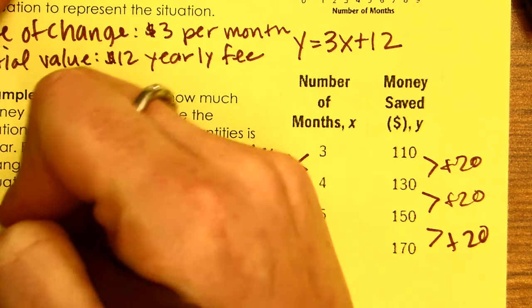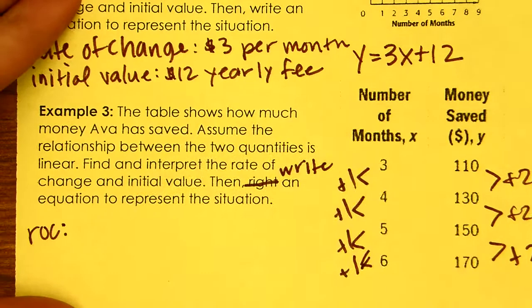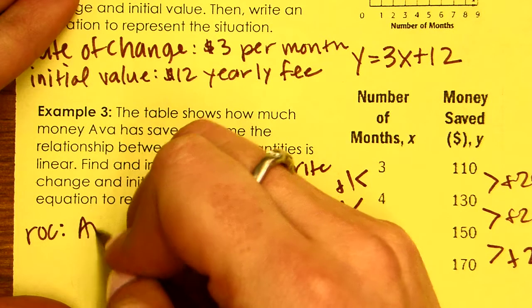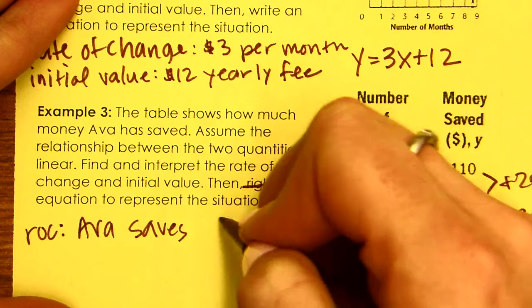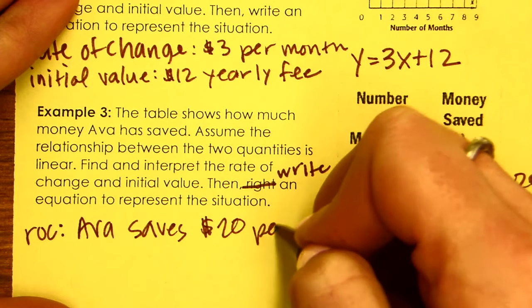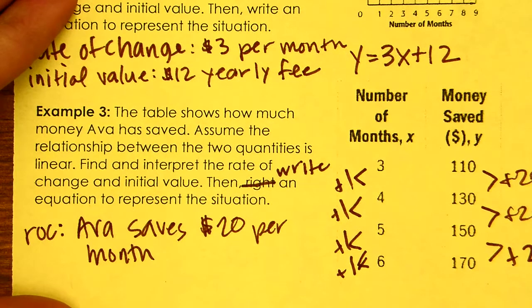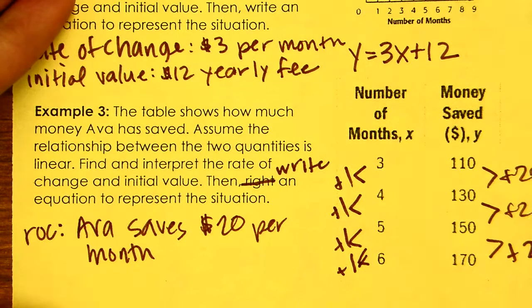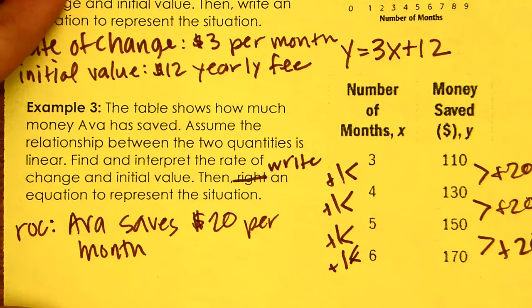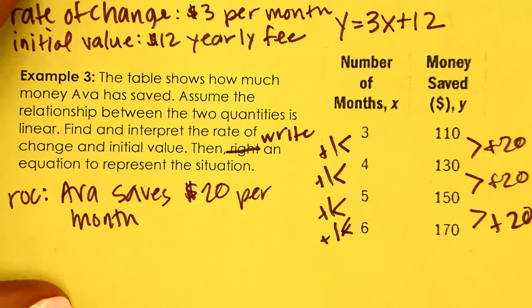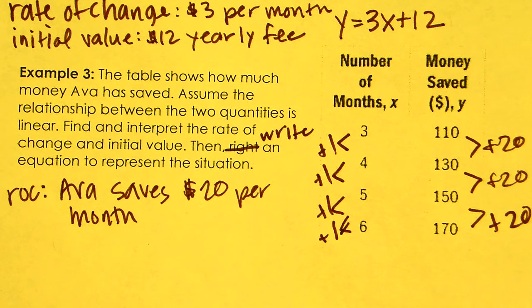So the rate of change, I'm going to do ROC for rate of change, is Ava saves $20 per month. And then the initial value is not in the table. So last time I had you extend the table back to 0. Today I'm going to have you do something a little bit different, and I'm going to use the equation.